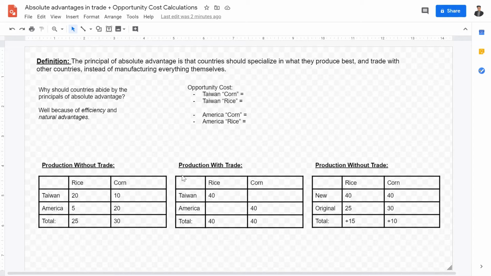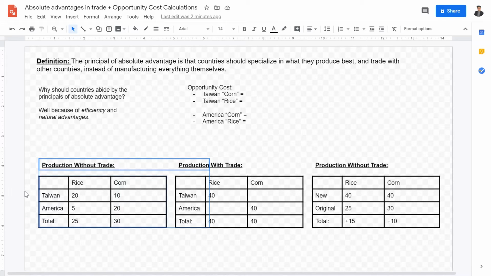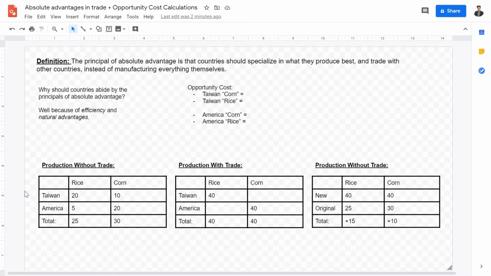So let's look at this example. This table to the very left details 2 countries, Taiwan and America. It details 2 products, rice and corn, and it shows production without trade. If both countries have to produce their own rice and their own corn, Taiwan may be able to produce 20 rice and 10 corn for the same effort and resources. America may only be able to produce 5 units of rice and 20 units of corn.